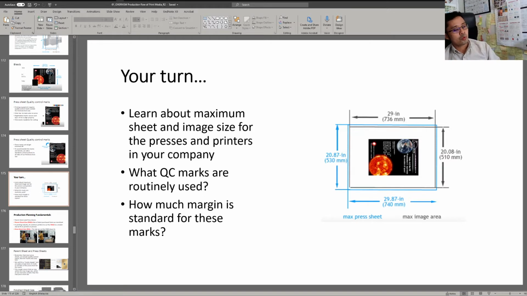Okay, satu yang terlibat dengan proses anda. Satu yang pertama. Yang kedua, what QC mark? Apakah mark? Marks yang biasa diguna pakai. Okay. Dan berapa margin yang selalu diletakkan untuk marks ni semua? Okay, so I give you about 2 minutes to do this. Maximum sheet and image size for your project. Tolong cari sekarang.